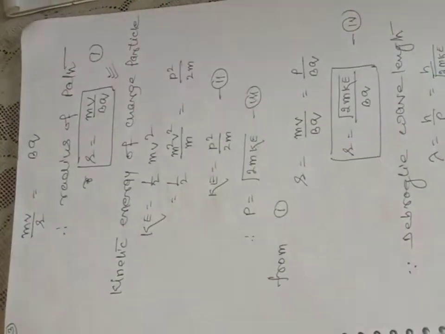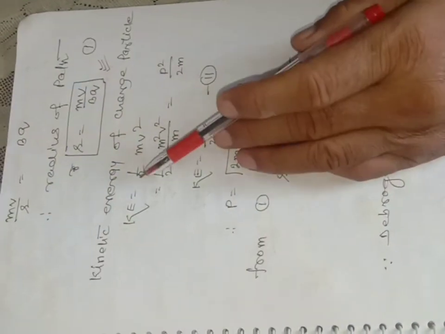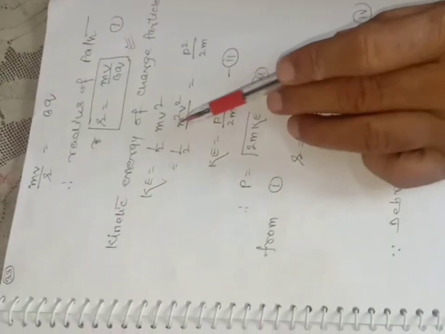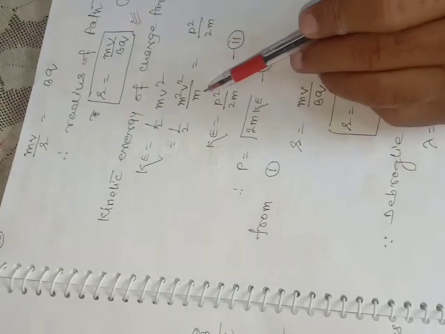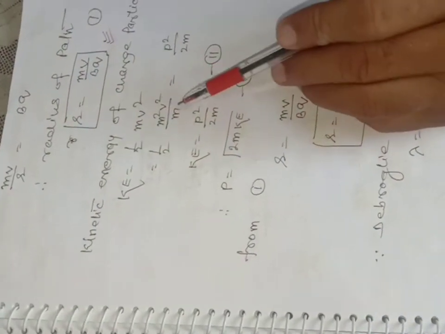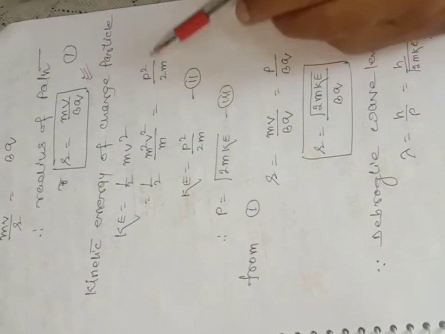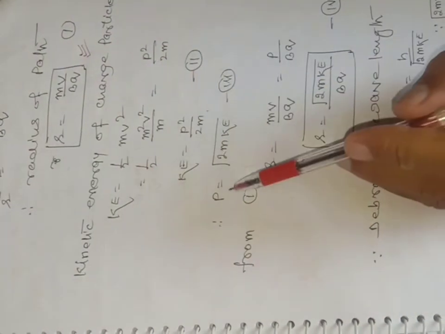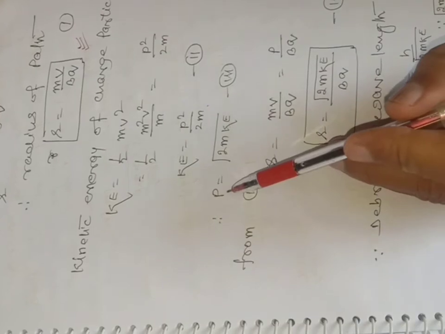This is the radius of the circular path, and as you know, kinetic energy is equal to half m v square. If we multiply numerator and denominator by m, it becomes m square v square by 2m, which is p square by 2m, where p is the linear momentum. So kinetic energy is equal to p square by 2m, so p is equal to under root 2 m K. This is the relation between linear momentum and kinetic energy.